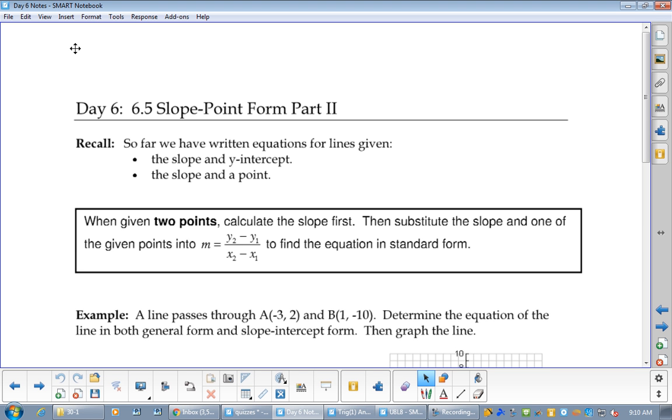Today's the first time we're going to be given 2 points and finding out our equation. Now, the slope is rise over run. Okay, and you know that formula. We've used it enough. It'll be on your formula sheet that you get to use for your unit exams, right? It's not a complicated formula, but it's one that you should know.